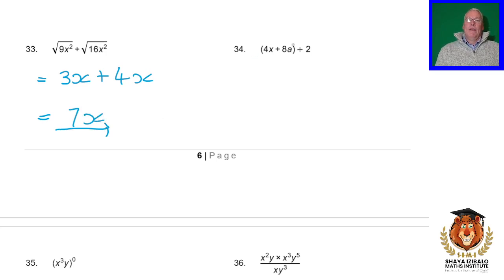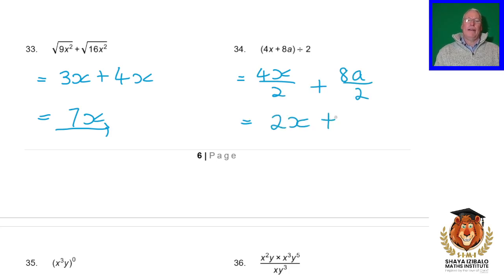Okay. This one over here, both of these things need to be divided by 2. So we can write this like this: 4x divided by 2 plus 8a divided by 2. 4x divided by 2 is just 2x. And 8a divided by 2 is just 4a.